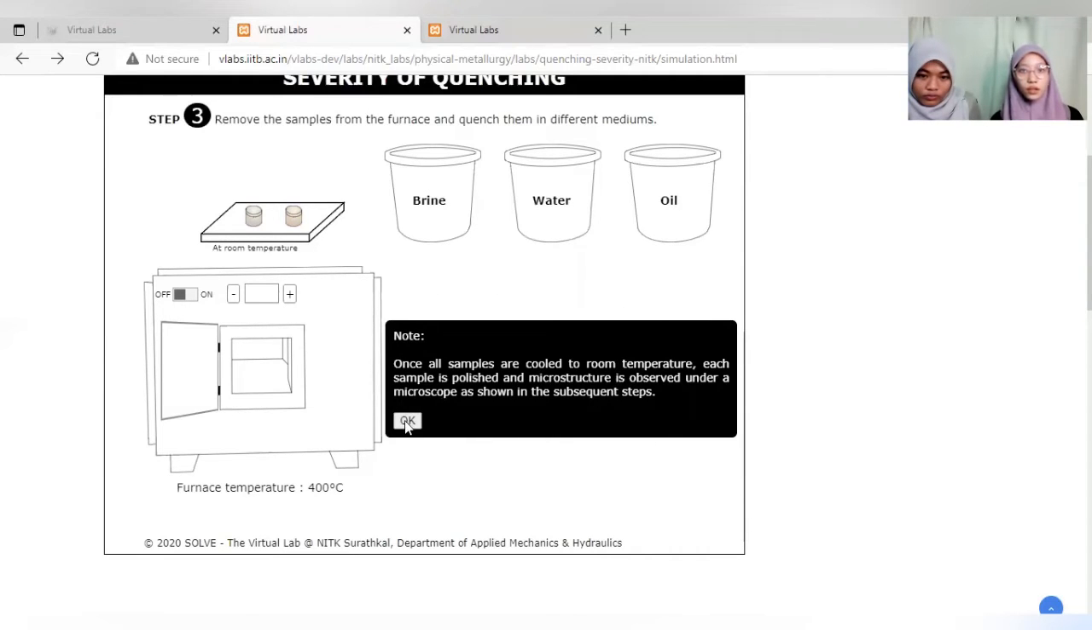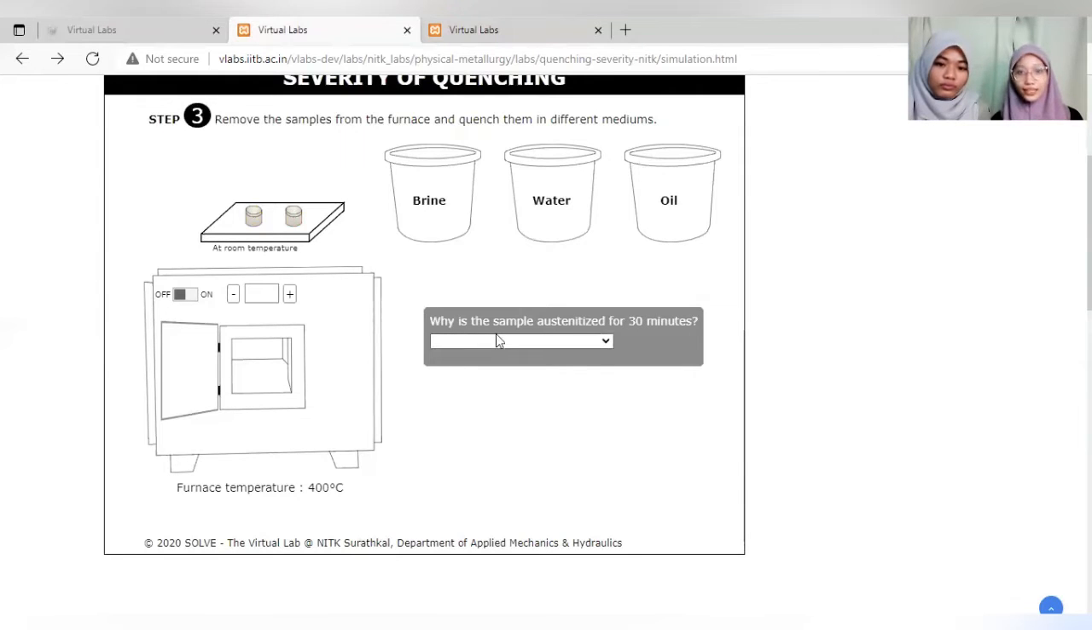So once all samples are cooled to room temperature, each sample is polished and the microstructure is observed under a microscope as shown in the subsequent steps. So why is the sample austenitized for 30 minutes? So the answer is for uniform austenitization.